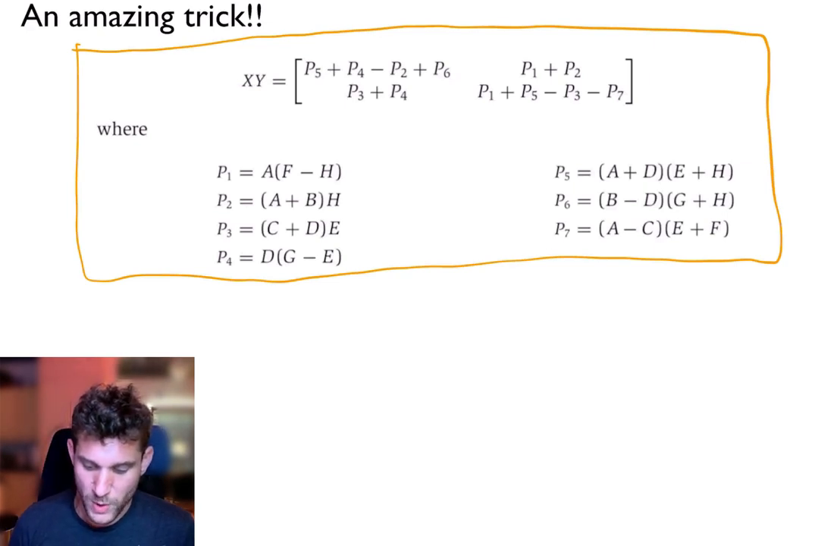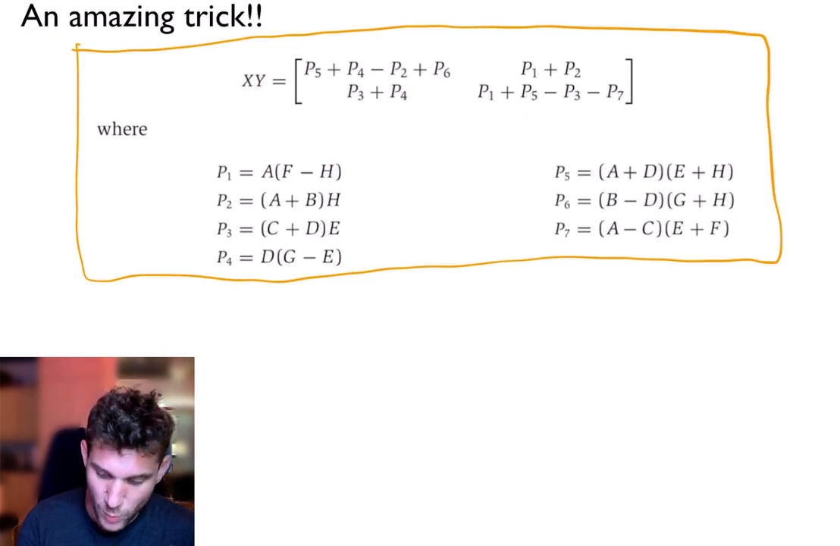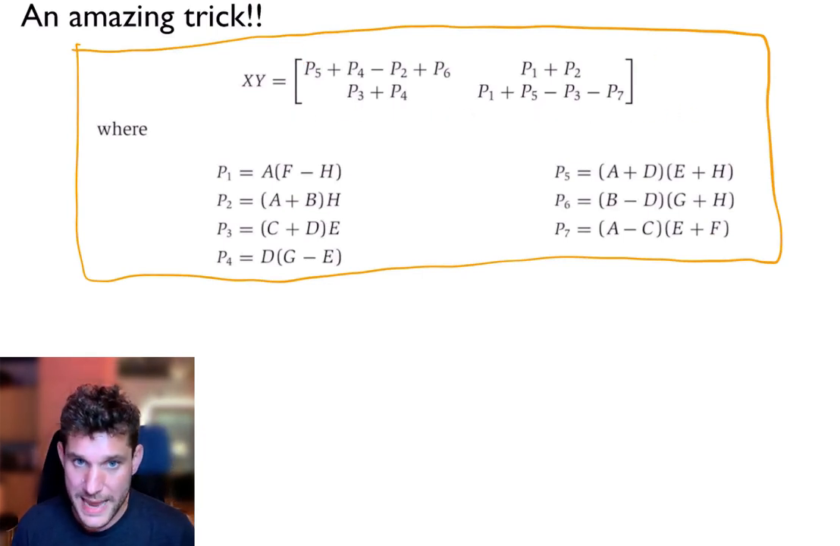It turns out that if you write your matrices X and Y in the same block form, A, B, C, D, E, F, G, H, as before, you can write X times Y as a block matrix which combines not 8 multiplications but 7. Here are the 7 products, P1, P2, P3, P4, P5, P6, P7.